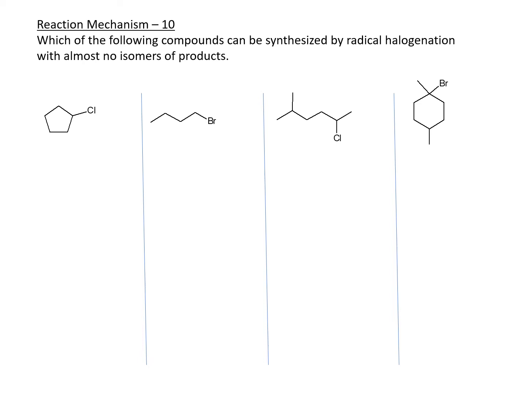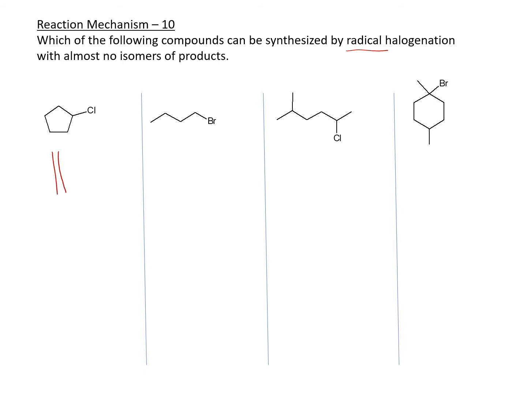Which of the following compounds can be synthesized by radical halogenation with almost no isomers of products? When you do radical reactions, it is very common to form more than one product. Here is an example of how you figure out how many products you will get. These are the products that we have.